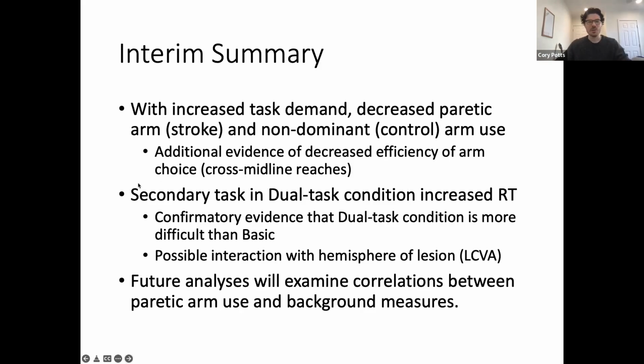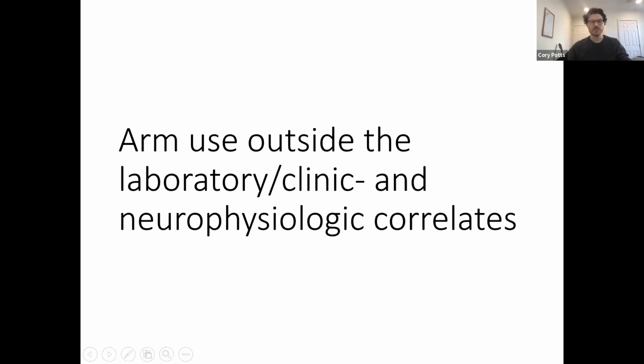Okay. Any questions with anything that I've talked about so far? If not, I'll pass it over to Shailesh. All right, thanks. Can you see my slide?